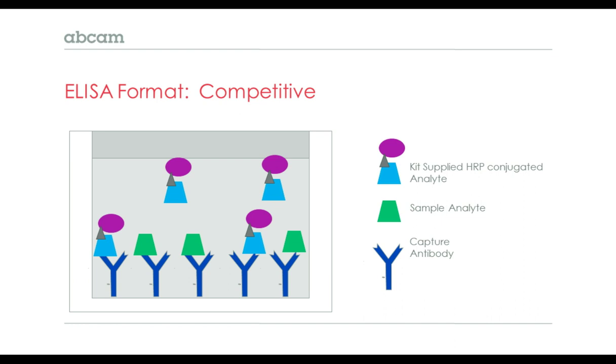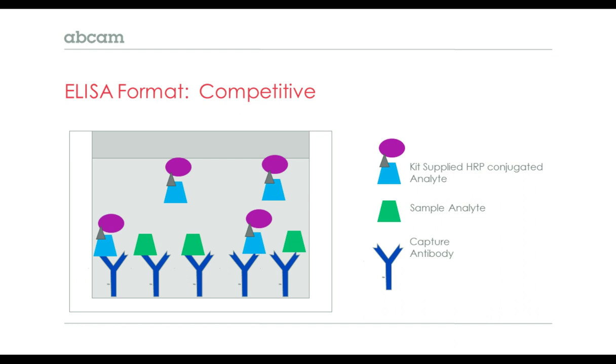So therefore, the greater amount of sample analyte that was in the sample you applied initially, the greater is the competition effect with the HRP conjugated version of that same analyte. What this results in is a standard curve that actually will go downwards. That is, the higher the concentration of the analyte present, the more competition there will be, and the lower the signal will become.